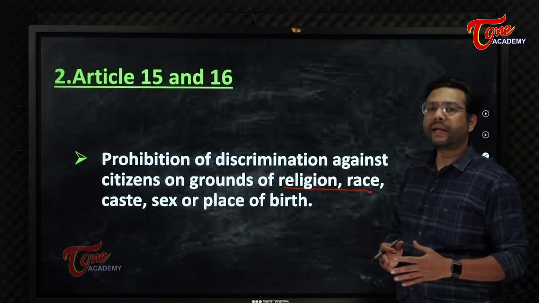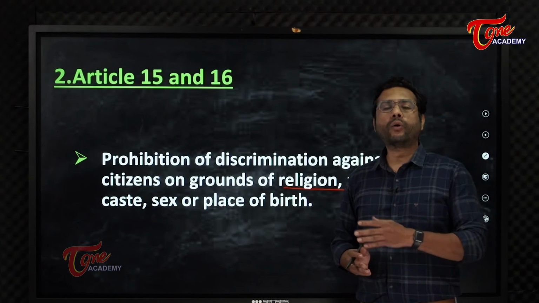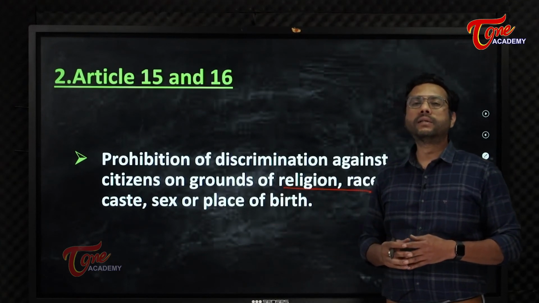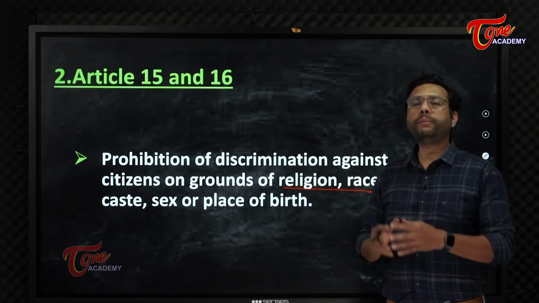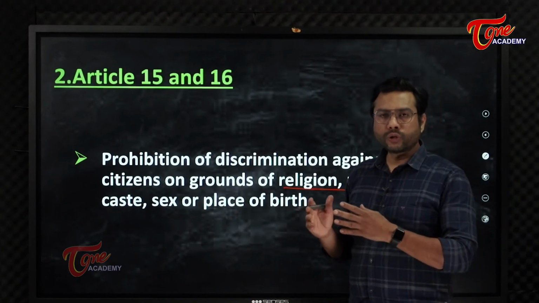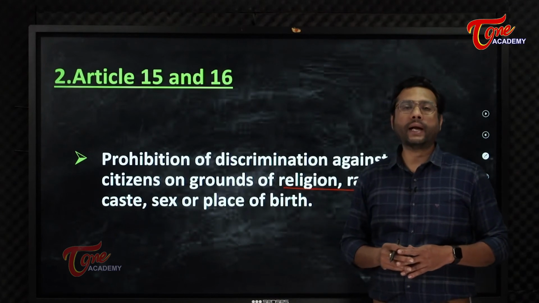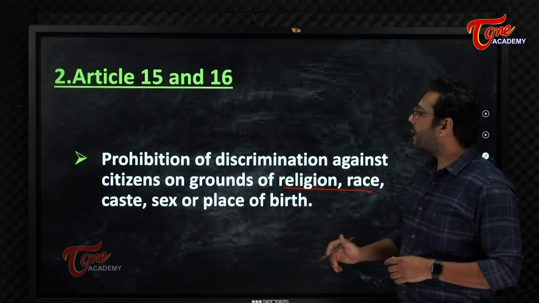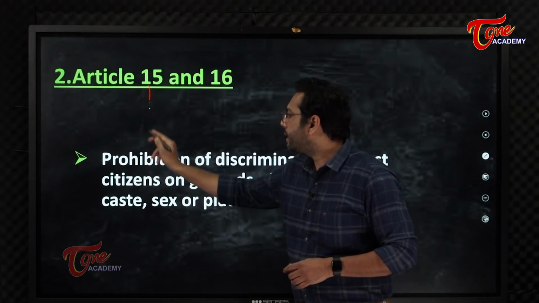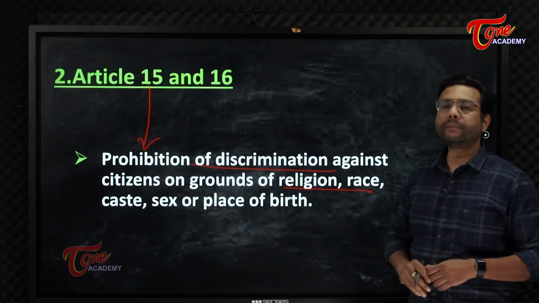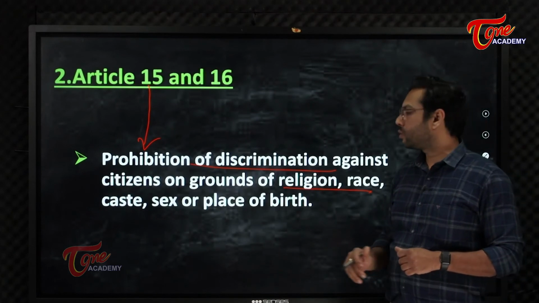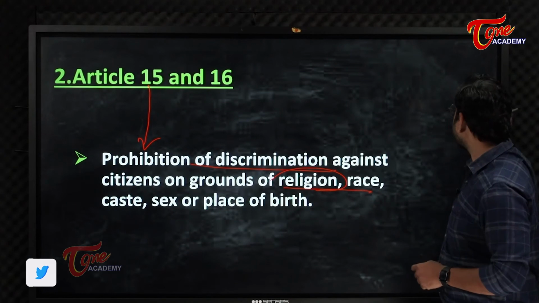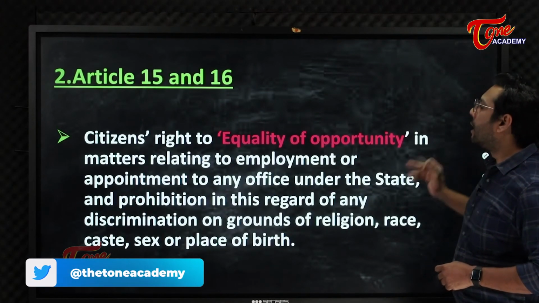When I say fundamental right, if any action of the government or any private person breaches this right, then the aggrieved person could approach the Supreme Court or the High Court under Article 32 and 226. This we have discussed in our fundamental rights session. So Article 15 and 16 are important. 15 is prohibition of discrimination against citizens on grounds of religion, race, caste, sex, and place of birth. This is Article 15. We have Article 16.